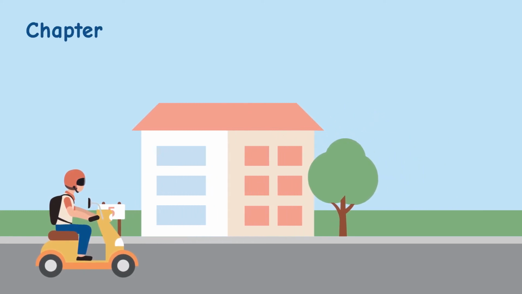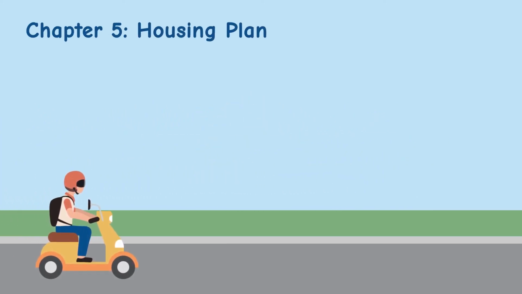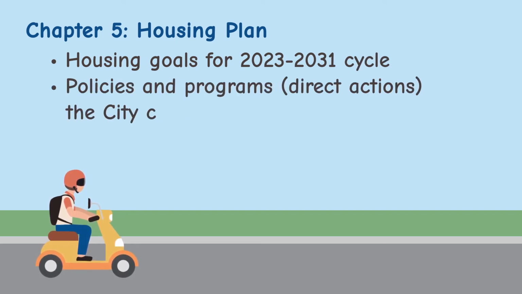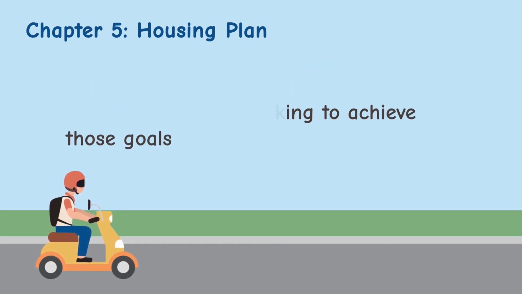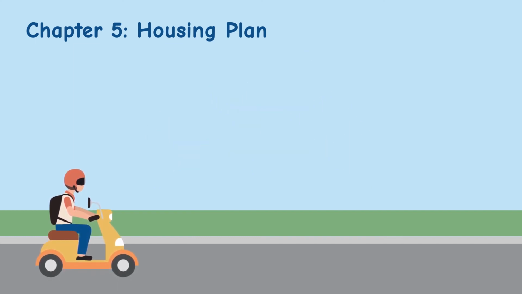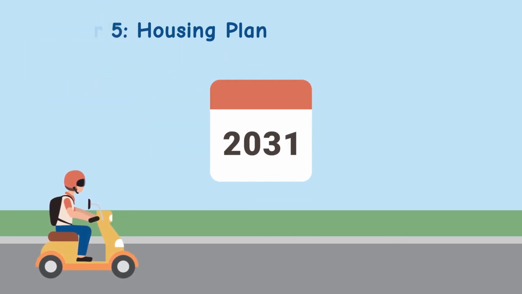If the previous chapters are considered appetizers, Chapter 5 is the main entree of the housing element. Building on the analysis and data in Chapters 2, 3, and 4, the housing plan contains the city's goals for the 2023 to 2031 housing element cycle and the policies and programs or direct actions the city commits to taking to achieve those goals. This chapter also describes the number of affordable housing units the city realistically expects to be constructed and preserved during the 2023 to 2031 housing element cycle.